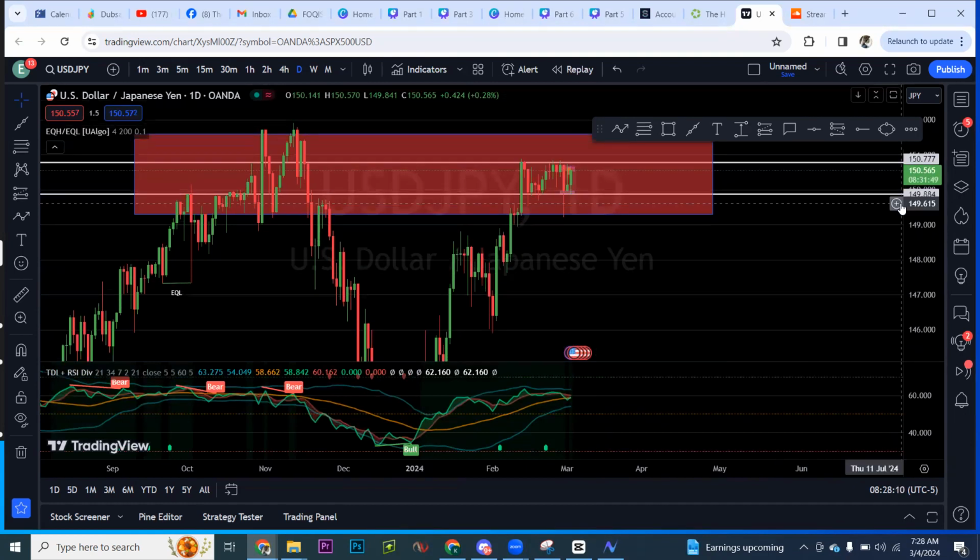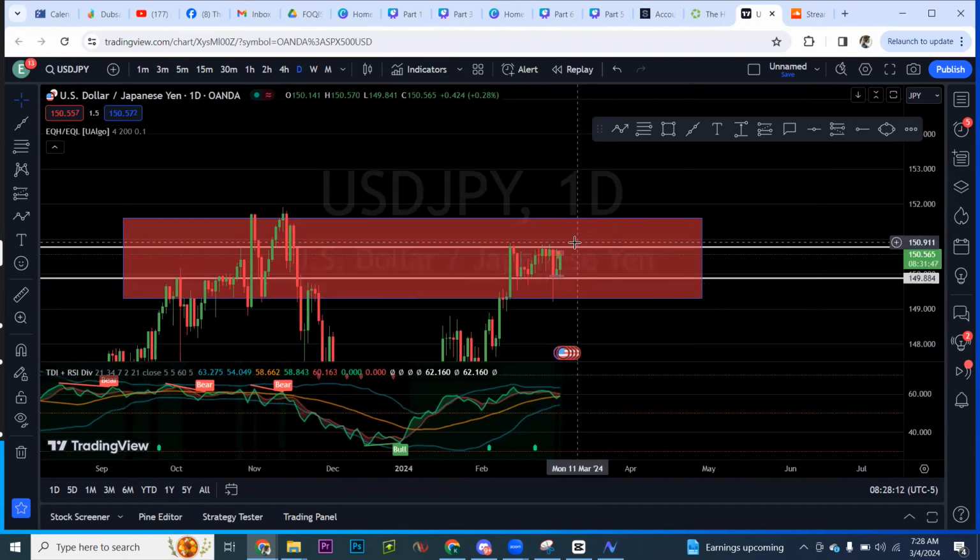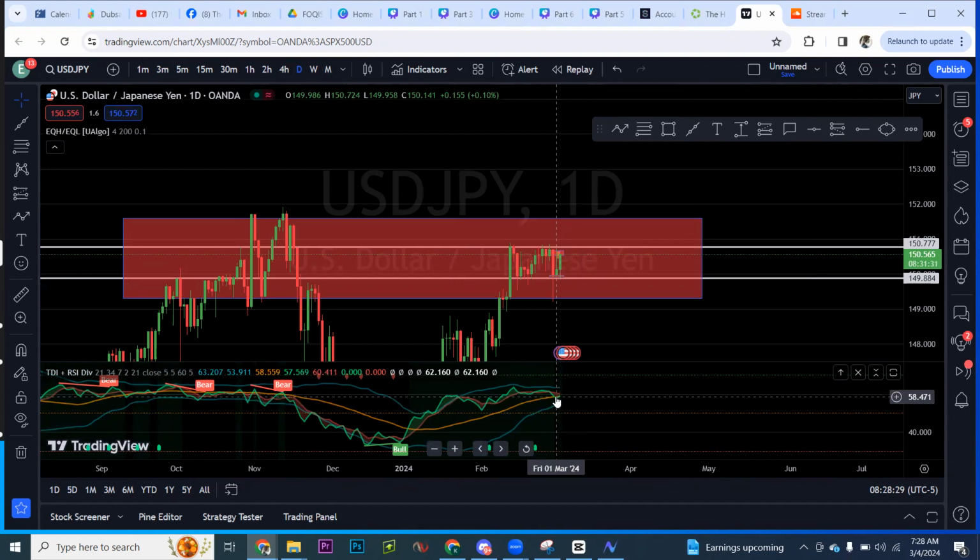So let's say price never breaks above this top white line. Then we know we're for sure looking for the sells. When we go inside of the daily time frame, because we see we're at a support level, we're going to go into the 4 hour.